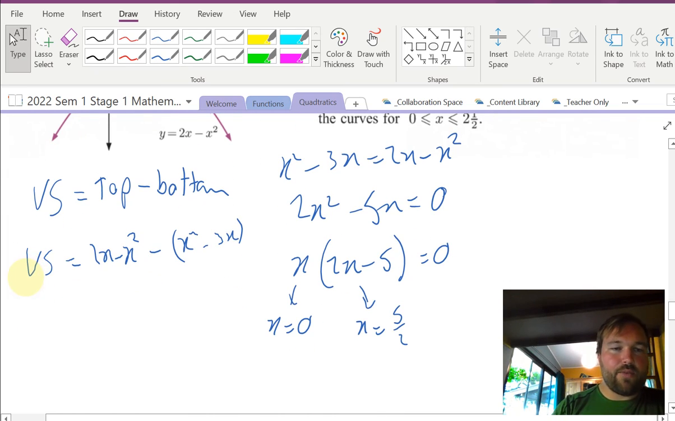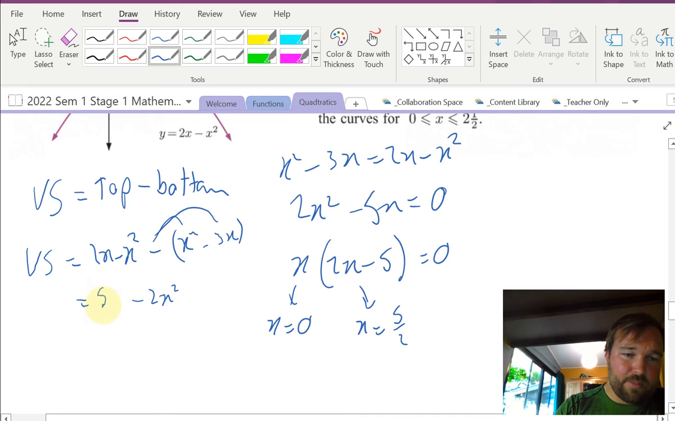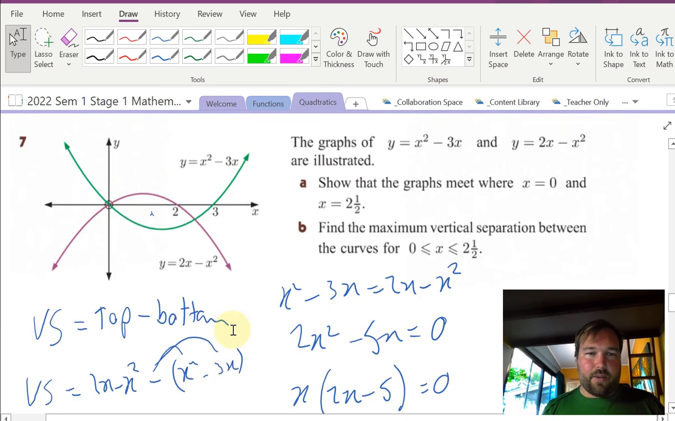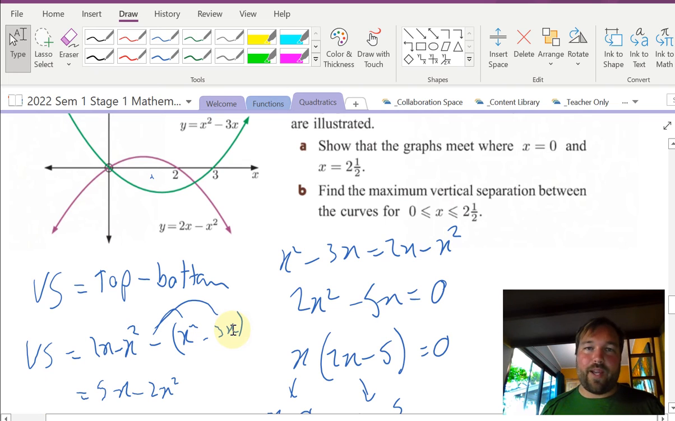Now we're going to simplify that. That negative effectively hits both of them. So we're going to have a minus 2x squared on the end here. That negative makes it a plus, so it becomes 5x minus 2x squared. And we need to find where that maximizes. Instead, what I'm thinking I might do is put all 3 of those into the calculator to show you.